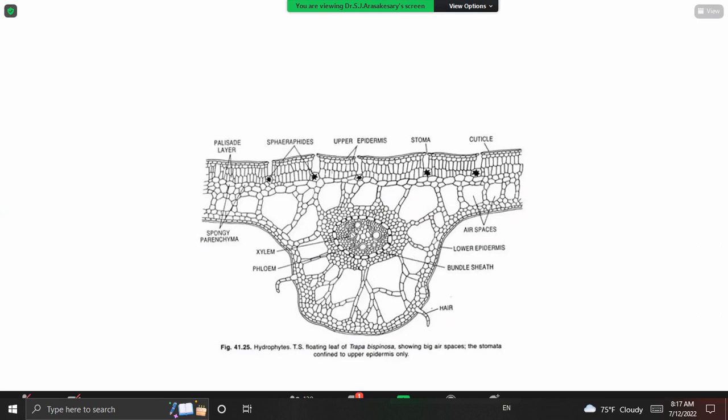The xylem is the main portion for conducting water. Phloem is the main portion for conducting food, sucrose or glucose. So I will teach you later. But here, this is the very specialized leaf structure for absorbing water from the environment.